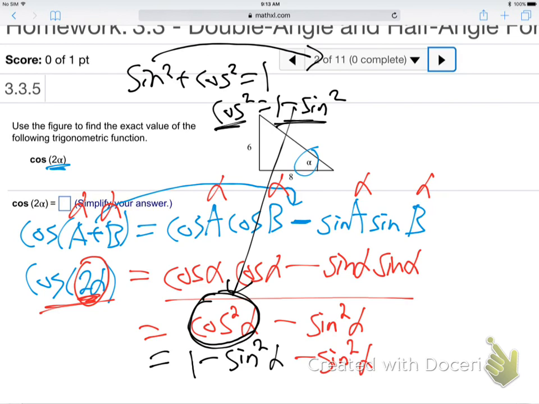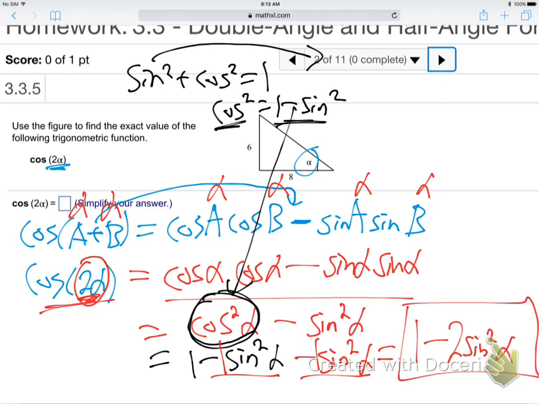Let's finish it up, one more step. What is minus sine squared alpha minus another sine squared alpha? Remember, invisible ones in the front when you're adding like terms. So it is 1 minus 2 sine squared alpha, isn't it? That's the easiest formula to use.